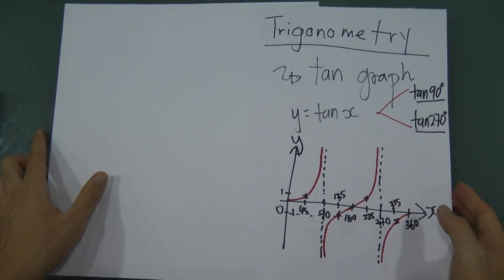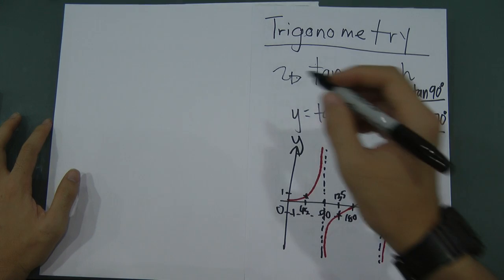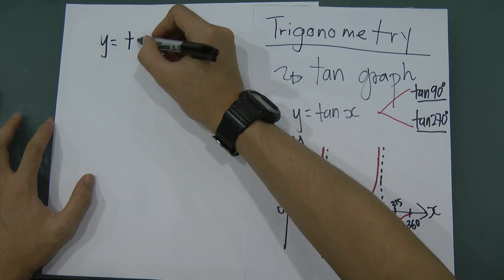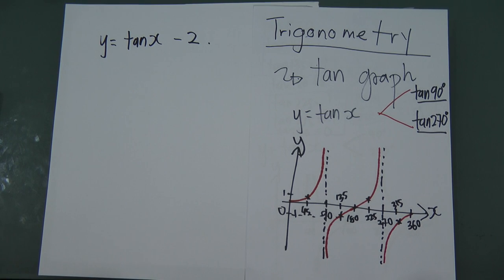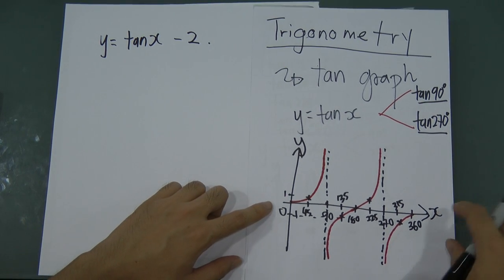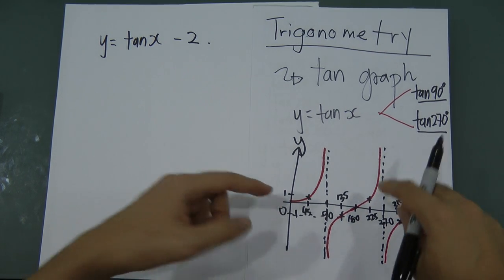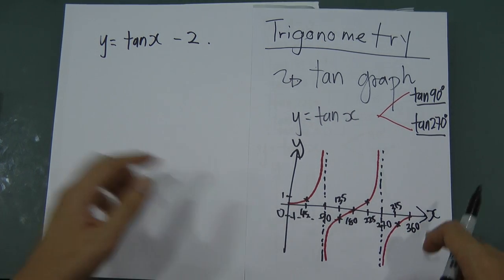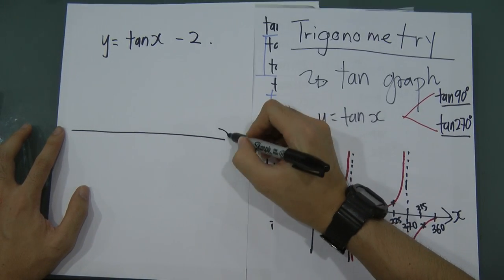Because for the tangent graph, I don't think they will go very complicated, because it's quite difficult for students to draw also. So what happens to y equals tangent x minus 2? Minus 2 is actually very simple. You just imagine you're going to move this x-axis, which is at 0, down 2 units. So what is going to happen? I'm going to draw like this. This is tangent x.